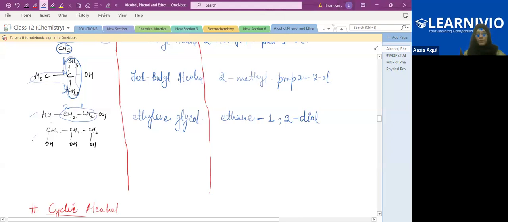Yes, Jupiter, this one. What is the common name? Glycerol. Yeah, it's glycerol. Yes, Aisha, tell me the IUPAC name. Try to write down the IUPAC name. It's very easy.